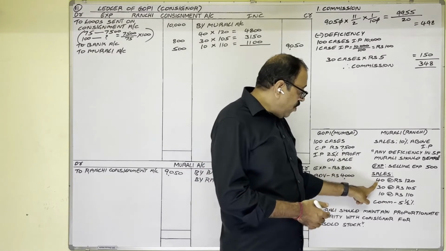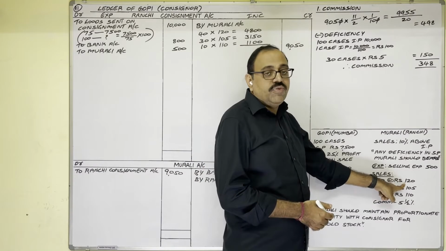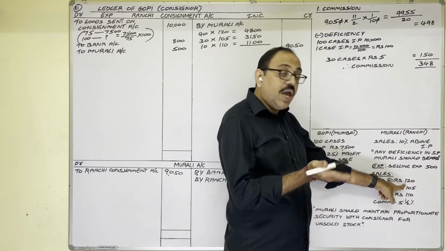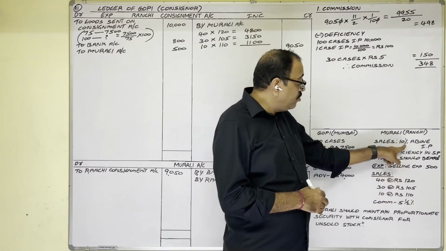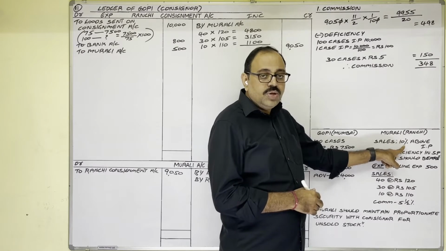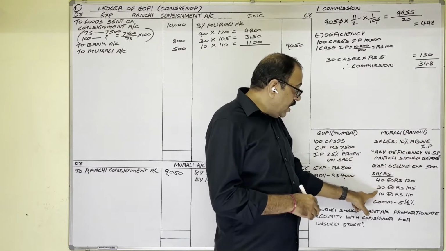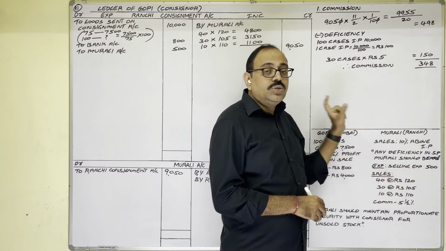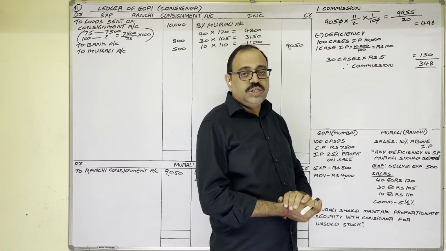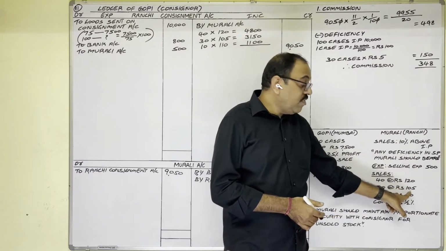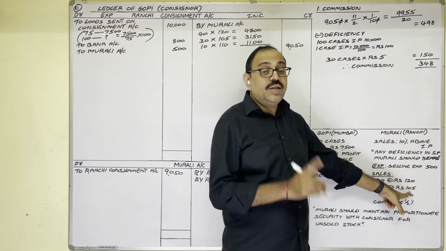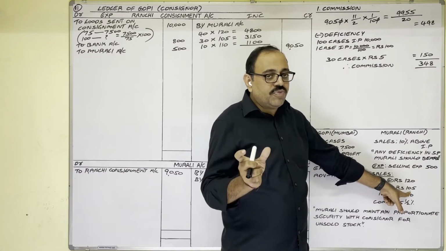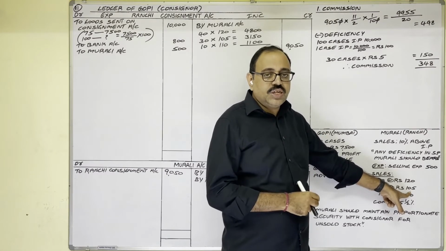Observe, 40 cases are sold at 120. Means 120 sale price is above this 110, no? Above 10% of invoice price, no? So no problem. 30 cases were sold at 105. So the consignee should sell at minimum 110 rupees each, but he sold at 105 only. Here there is a deficiency. So 110 rupees minus 105 rupees, 5 rupees is the deficiency.